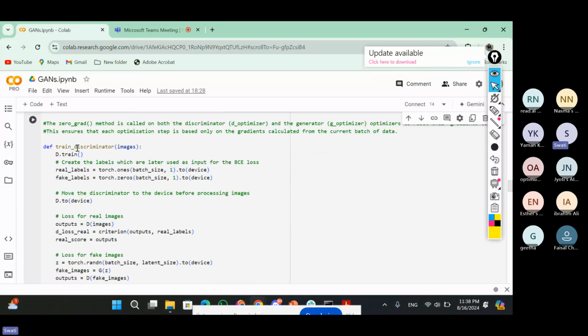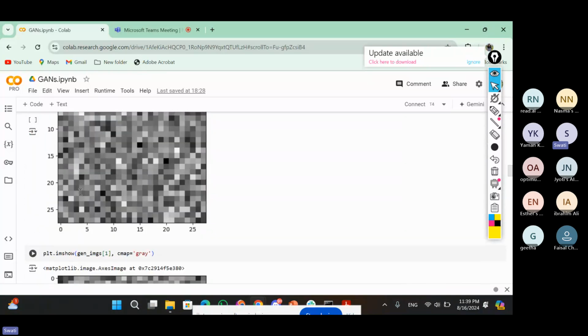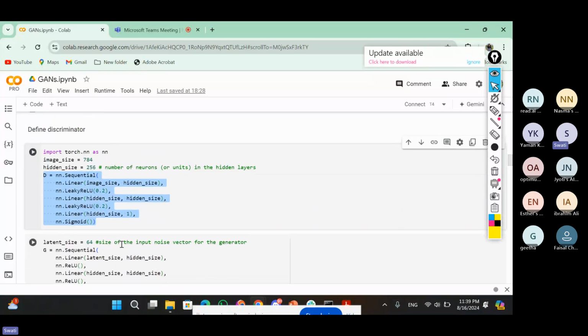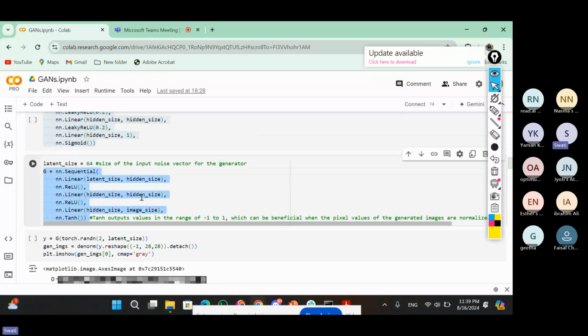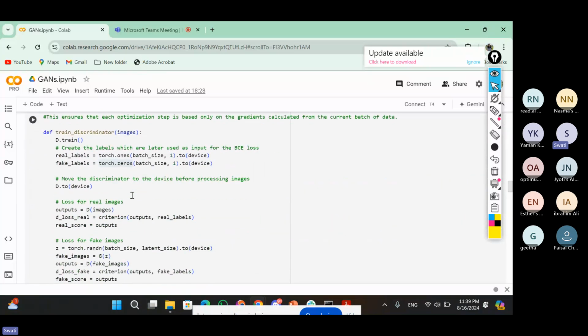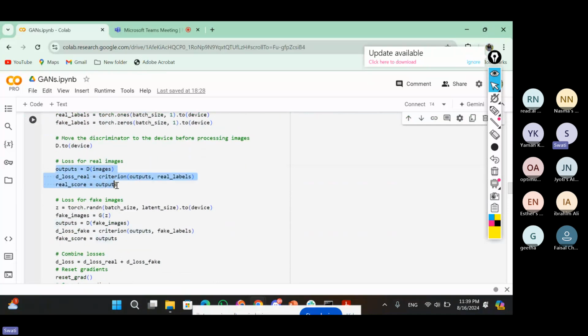Then we define how to train our discriminator. There will be real labels which will be given the value one, and the fake labels will be given the value zero. Then we apply D, which corresponds to what we defined here. This is D, our neural network, and this is G. You remember these are our neural networks for discriminator and generator. When we apply D on images, it will give some output and we will calculate our loss function outputs with the real labels. These images come from the real samples. So this is the loss function for real images.